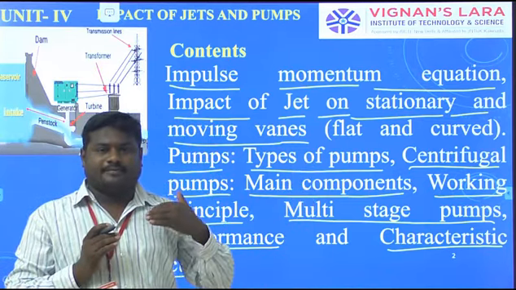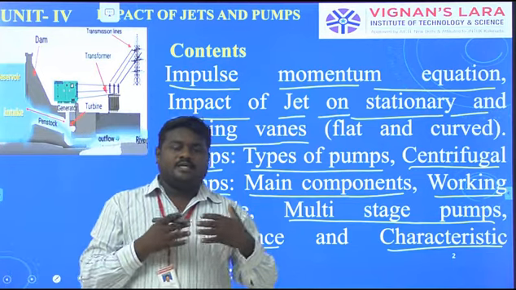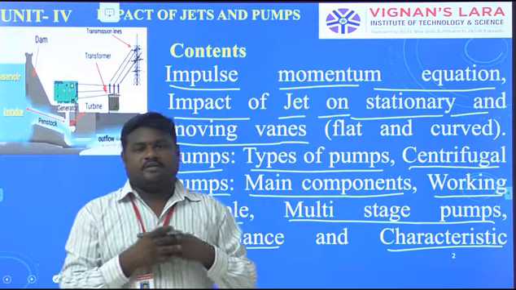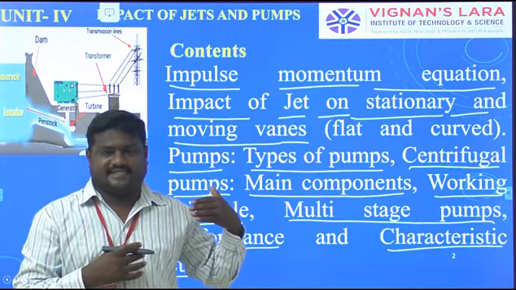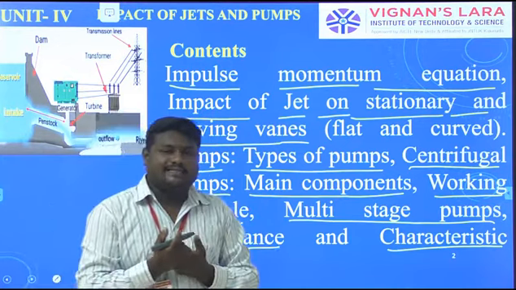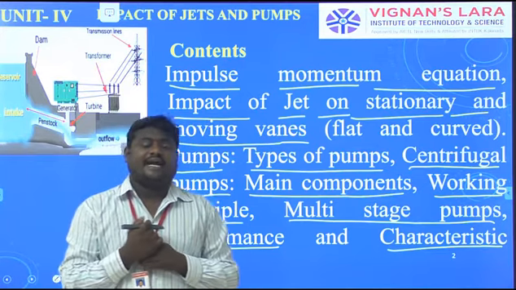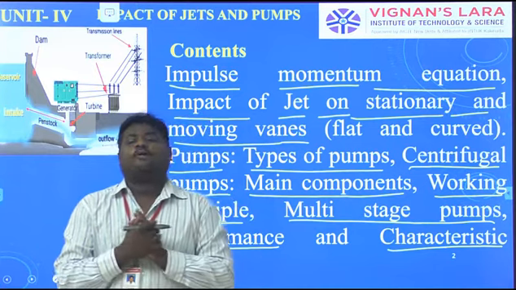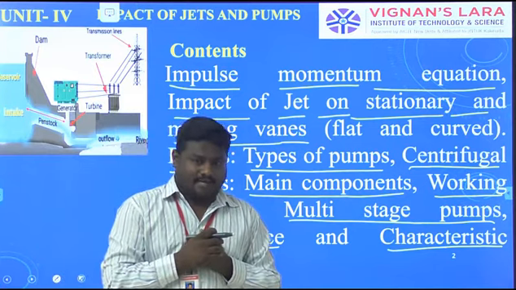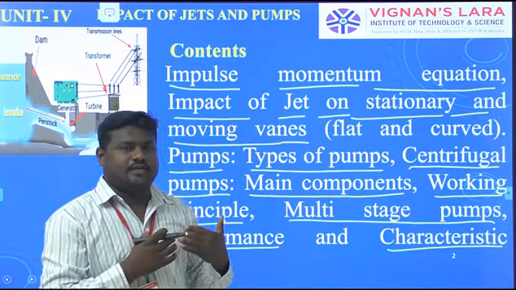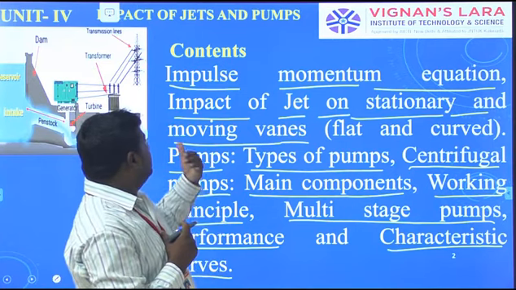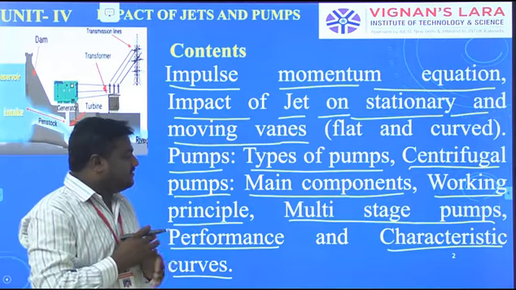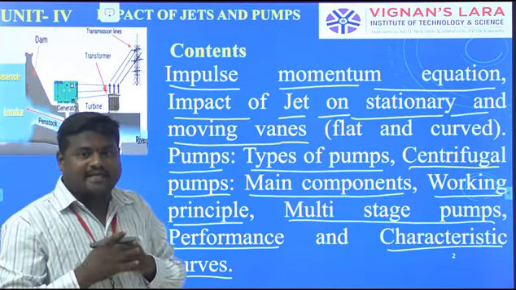Now I am going to explain the hydro prime movers. In the hydro prime movers you have 3 units. That is part B. The fourth unit is impact of jets, the fifth unit is hydraulic pumps, and the sixth unit is hydro power plants. So in this unit, these are the syllabus of the fourth unit, that is impact of jets.